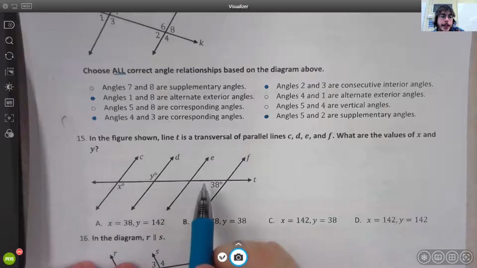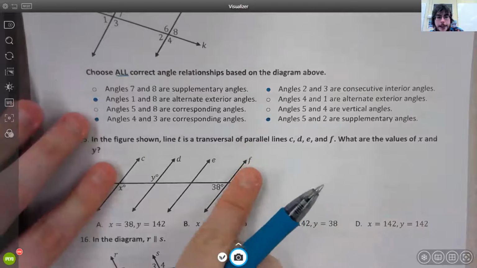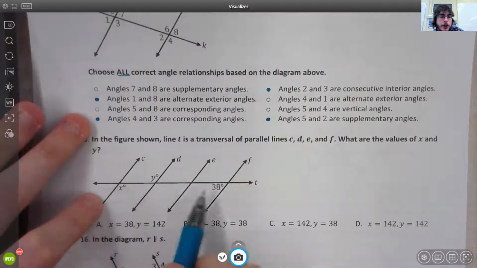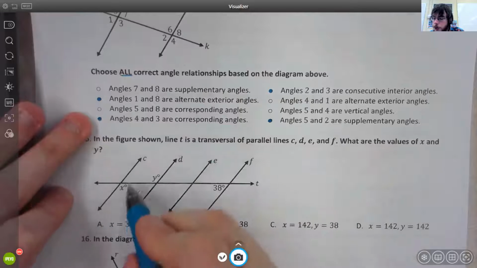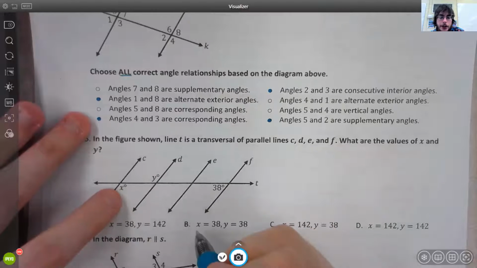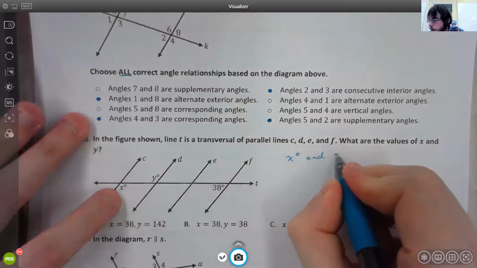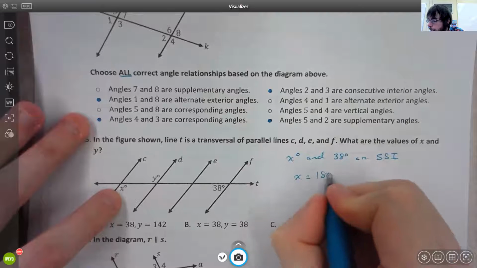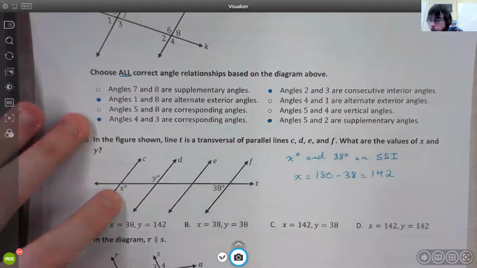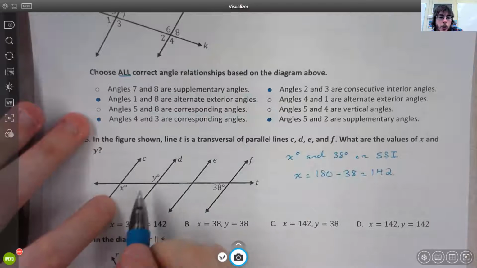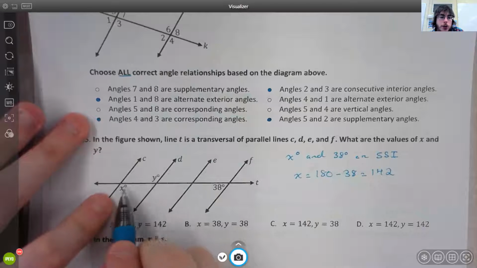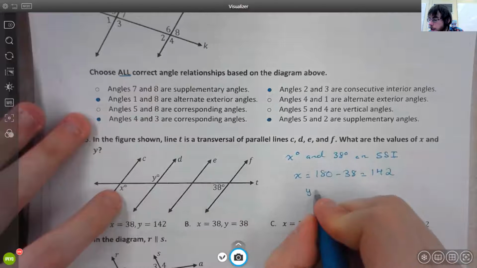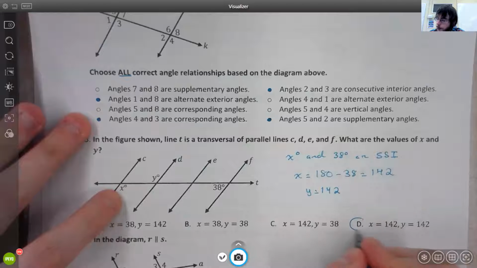So if we look at X and 38, X and 38 are on the same side of the transversal, and they're both on the interior. You know, if you drew a box here, they would both be in the interior. So that means that they are same side interior angles. So that means that X has to equal 180 minus 38, which is equal to 142. Then if we look at Y, if we know that X is 142, X and Y are alternate interior angles, they have to be congruent as well. So that means that Y is also 142, which is D.